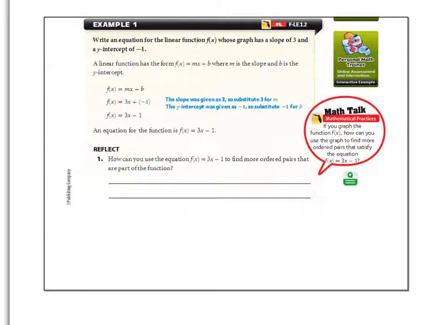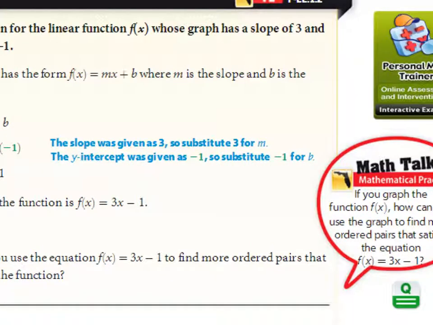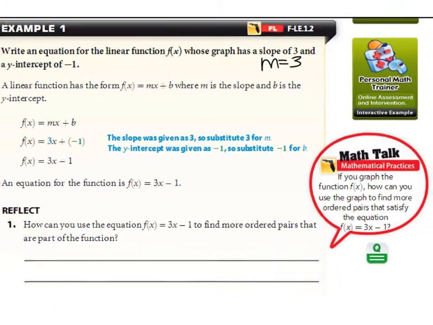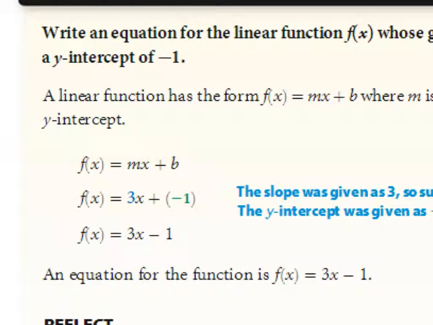Our first example that they've done for us is to write an equation whose graph has a slope of 3 and a y-intercept of -1. Again, there's those two key words: slope of 3, so that means we know m equals 3, and a y-intercept of -1, which means we know that b equals -1. So if we're turning that into y equals mx plus b, we're going to be replacing the m with its value, which is 3, and the b with -1.